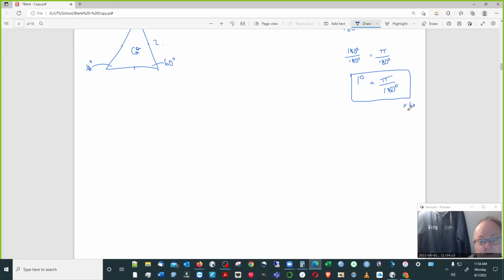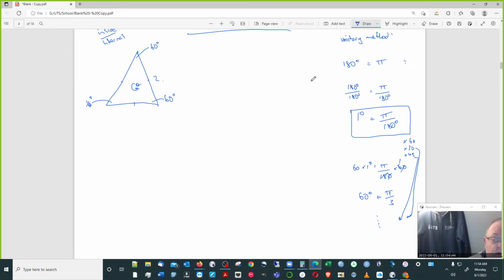So if you want to know 60 or 30 or 45, you just go 60 times 1 equals pi on 180 times 60. So the right hand side will be 60 degrees. Cross the noughts off. 6 goes into itself 1, 6 goes into 18. That's the equivalent, pi on 3. And so you can go on ad nauseum with all of that using the unitary method. Okay, you might have learnt that a bit later on than year 8.